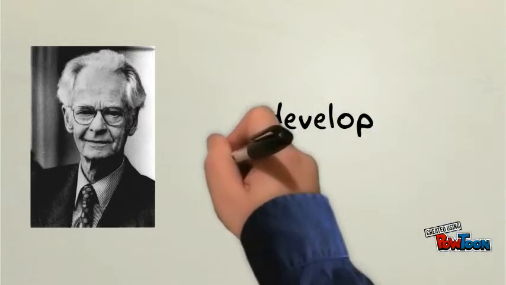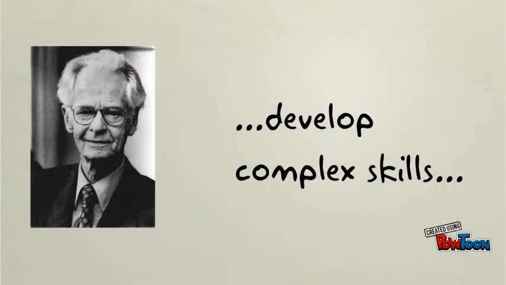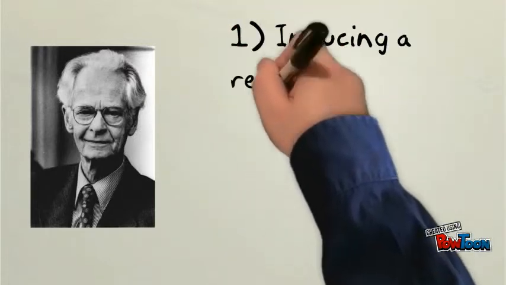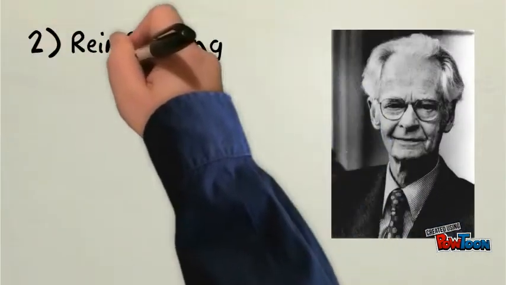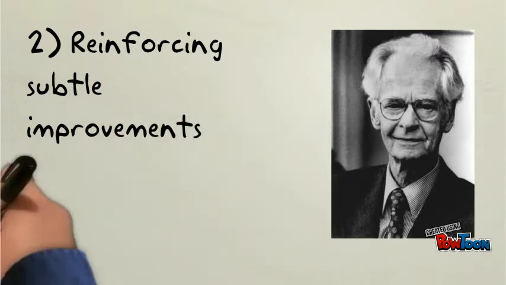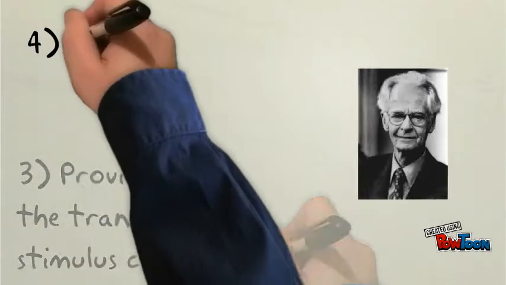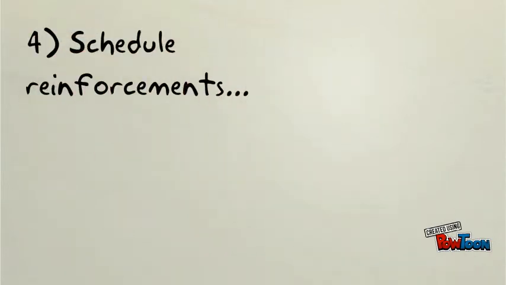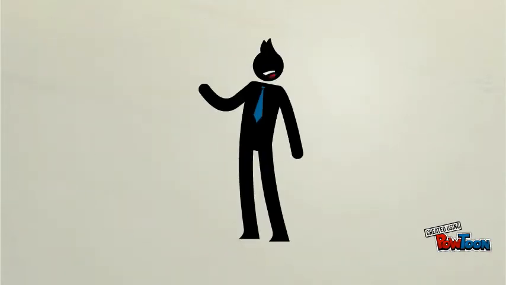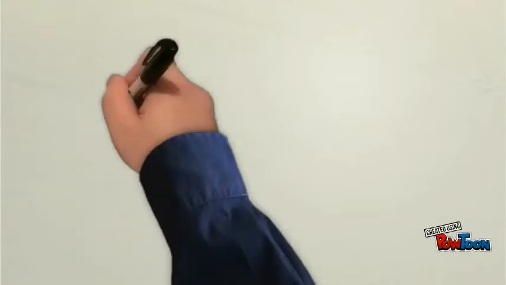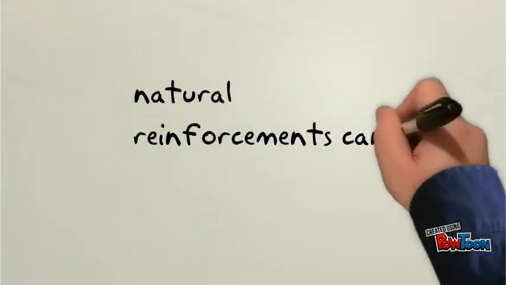Back to Skinner now. According to him, to develop complex skills in the classroom, we have the following steps that are needed: inducing a response, reinforcing subtle improvements, providing for the transfer of stimulus control but gradually withdrawing the prompts or cues, scheduling reinforcement so that the ratio of reinforcement to responses gradually increases and natural reinforcements can maintain behavior.